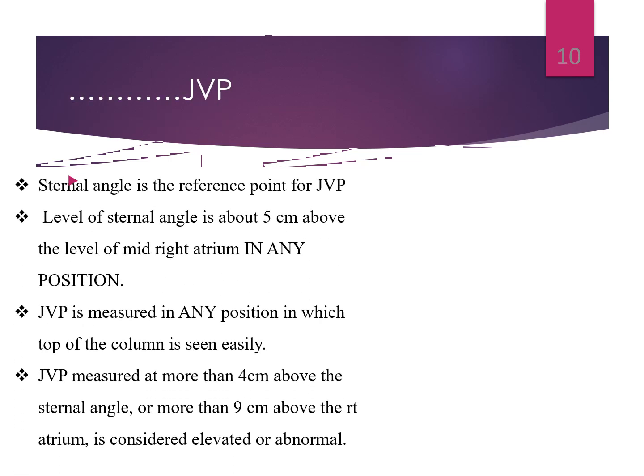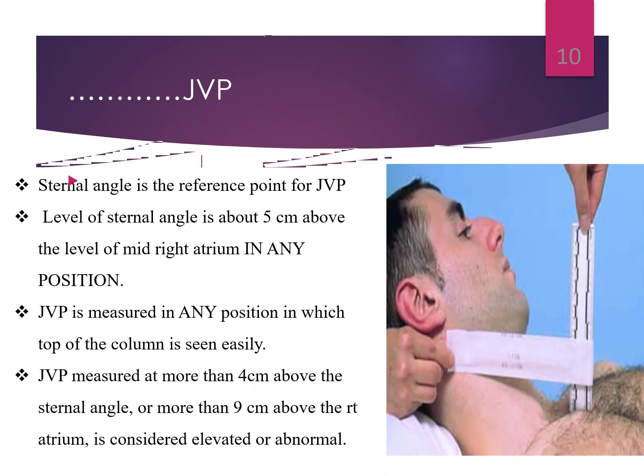Sternal angle is the reference point for JVP, and the level of the sternal angle is about 5 cm above the level of the mid-right atrium in any position. So always, in any position, the mid-right atrium is 5 cm away from the sternal angle. JVP is measured in any position in which the top of the column is seen easily. We can increase the angle or lower it to make it visible to measure JVP, and the distance is the same whatever the position we use.